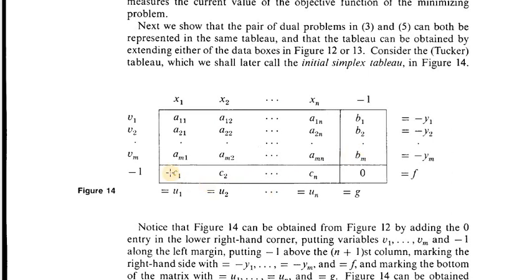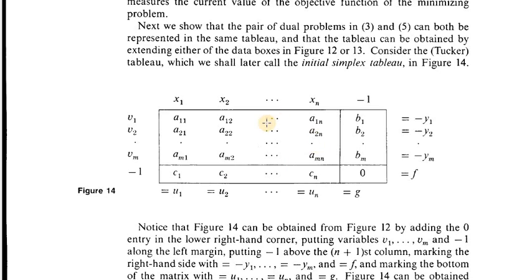Now, the maximization part hasn't changed. I'm taking x1 times c1 plus x2 times c2, etc. I'm just saying the result is equal to f. F is my name for the result. So that's what I get if I read this box as a maximization problem.